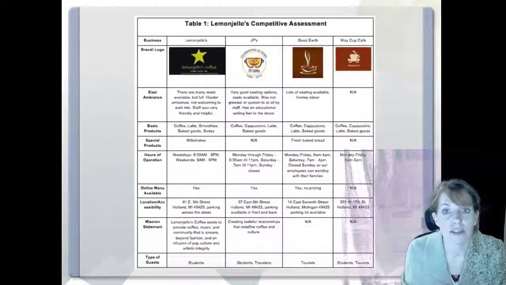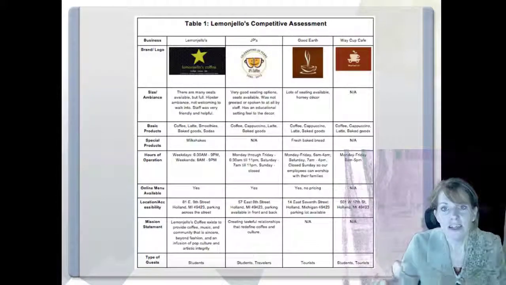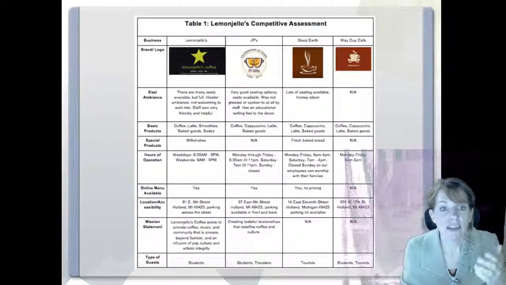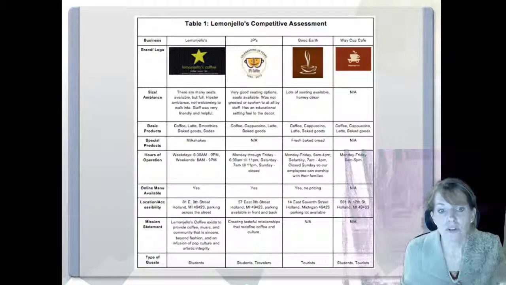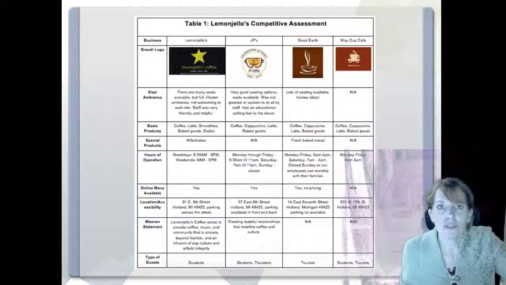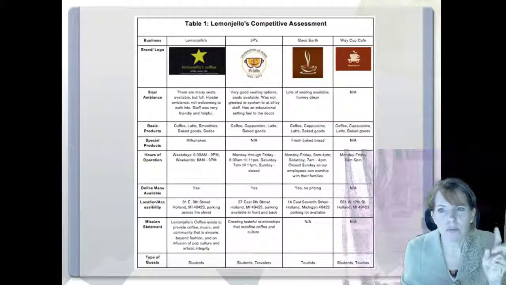if that was your number 1 competitor. In this case, this is a coffee house, and they did a marketing plan for Lemon Jello's out of Holland, and they looked at JP's Good Earth and Wake Up Cafe as the 2 competitors. They looked at size, the brand logo, basic products, hours of operation, online menu availability, location, their mission statement, and the type of guests. So you can see their left-hand column was very different than the Public Museum one, and even the format they did it in, but it's all in one table, which is the key. Present the information in an easy to understand, simple format, so anybody could look at this and understand what's going on.